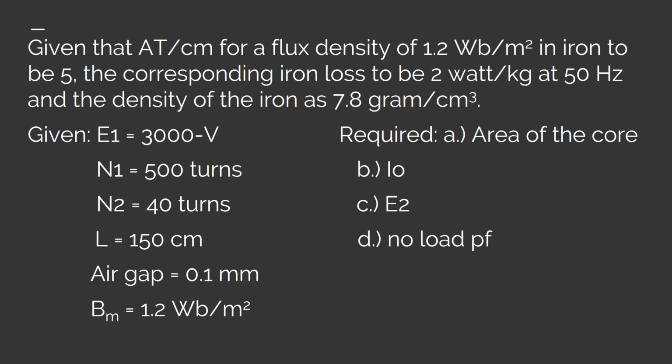Given that the ampere turn per centimeter for a flux density of 1.2 Weber per meter square in iron is 5, the corresponding iron loss is 2 watt per kilogram at 50 Hz, and the density of the iron is 7.5 gram per cubic centimeter. We are given these parameters, and then we are required the following.